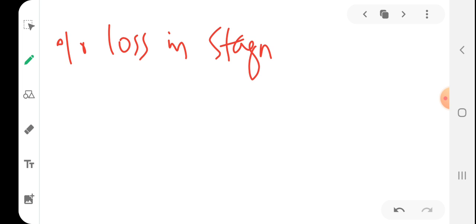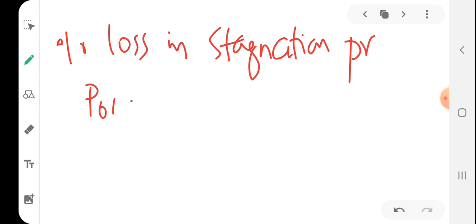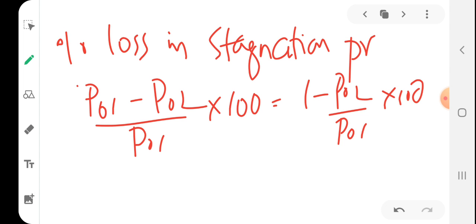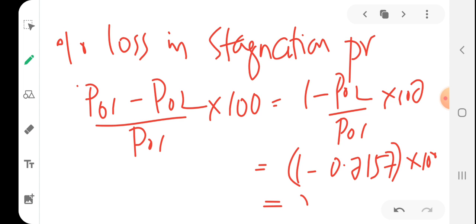Now the second question was the percentage loss in stagnation pressure. That is P0 across the normal shock: P01 minus P02 by P01 into 100. So it will be 1 minus P02 by P01 into 100. P02 by P01 is already obtained, so 1 minus 0.7157 into 100, which is around 28.5%.